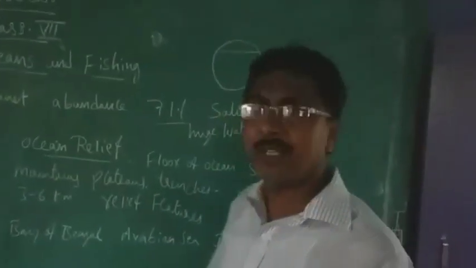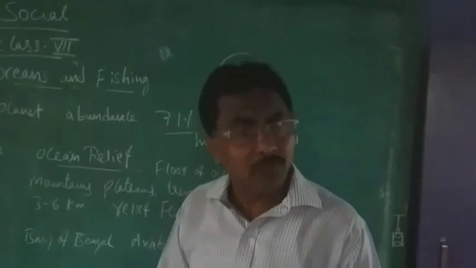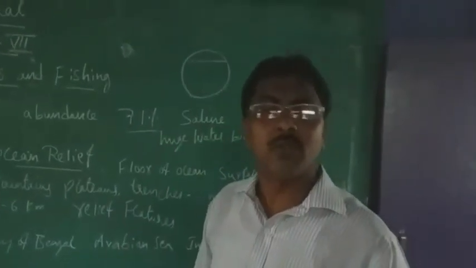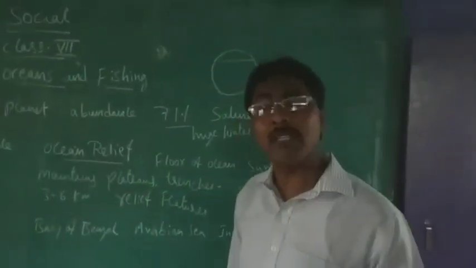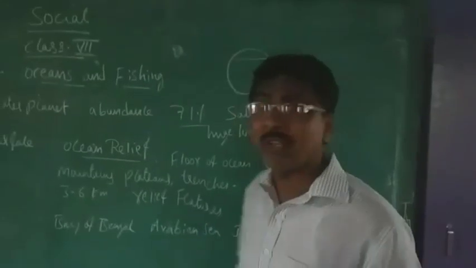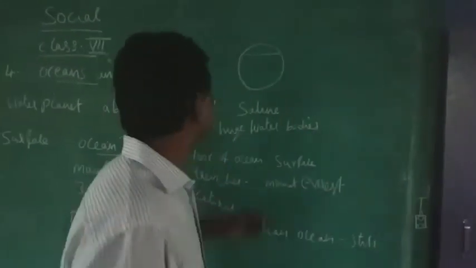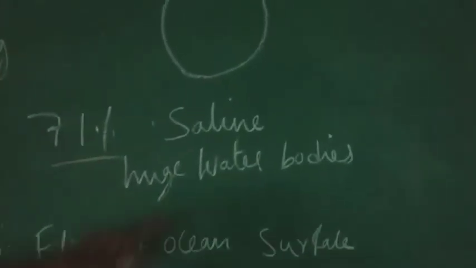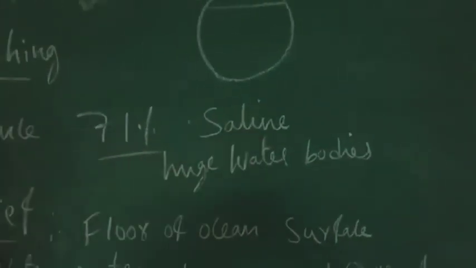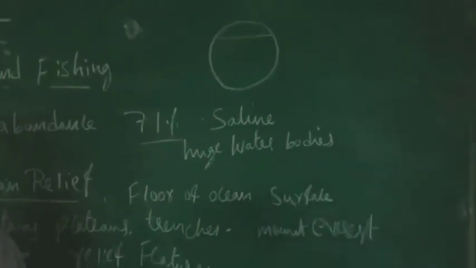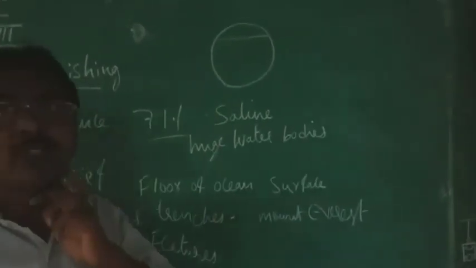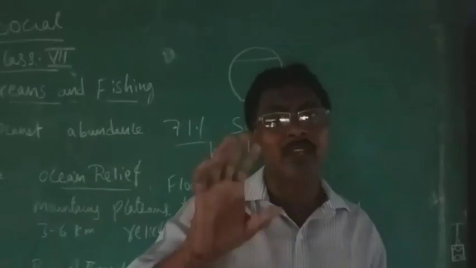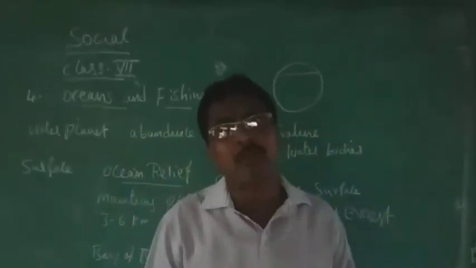71% of the water is ocean water, which we call sea water, and that ocean water is saline. Saline means salt water. Ocean water is salt. Listen, I'll tell you how the ocean water came to be.